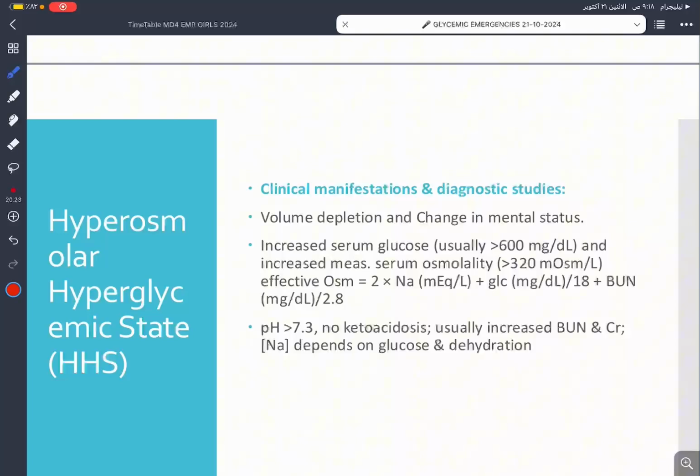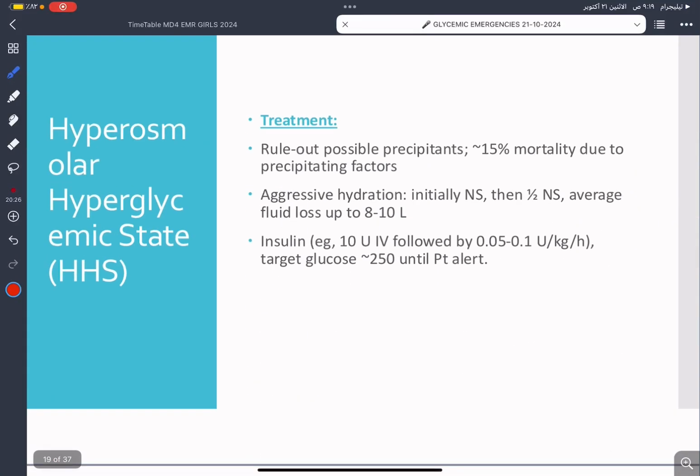The most important thing in HHS is the volume depletion. You have to replace the volume. And the same rules as DKA, it's patient to patient. So sometimes if you have a heart failure patient or a renal failure patient, you should be cautious with the fluid administration. And usually we give small boluses and we will follow the response clinically. But usually the HHS patient, as compared to DKA, they require more volume. And sometimes we give up to 8 liters of fluid to replace their volume depletion. Don't forget to treat the underlying cause as well.